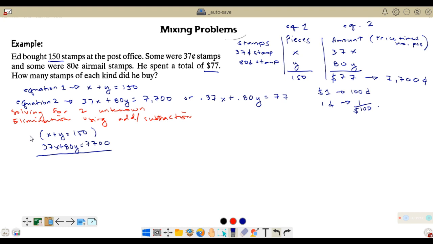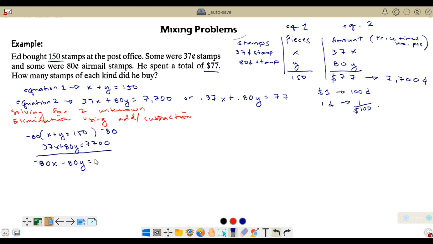What I'm gonna do is to multiply both sides by negative 80. Why did I choose negative 80? I chose the additive inverse ng numerical coefficient natin na y para pag nag-add ako, magiging 0 na siya. Okay? So, the additive inverse of 80 is negative 80. Kasi pag pinag-add mo silang dalawa, 0 yung lalabas sa'yo. So, this is negative 80x minus na siya because negative 80 times y is negative 80y.